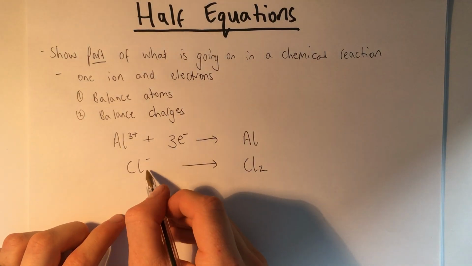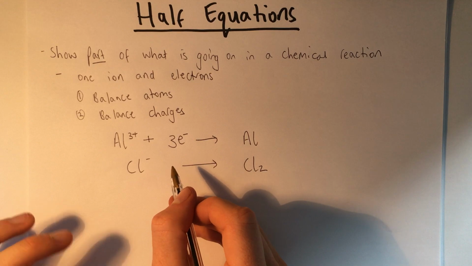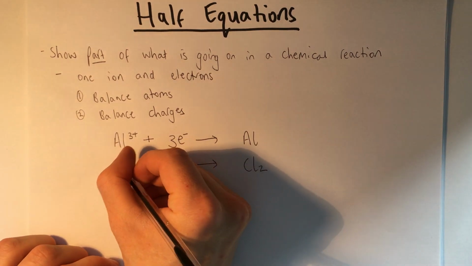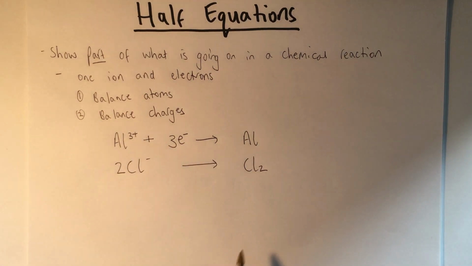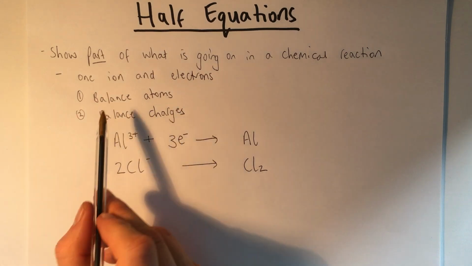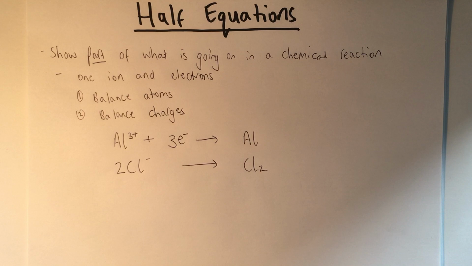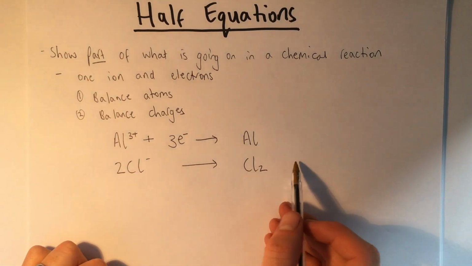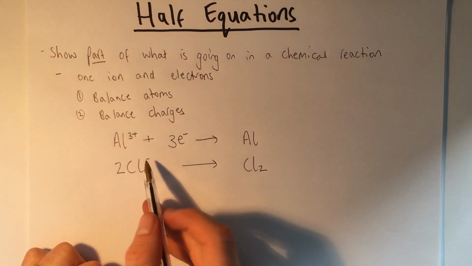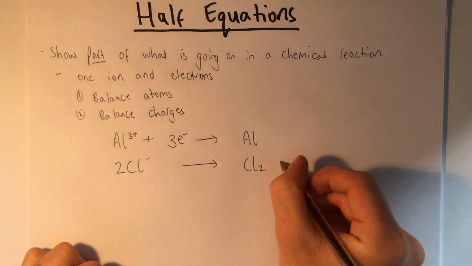I can't add a little 2 there, remember. I'm balancing, so I'm putting big numbers in front. So I'm going to put a big 2 there. So I've balanced the number of atoms now. Next step, I need to balance the charges by adding in my electrons. I'm going to add the electrons to the side that has the positive charge on, or that hasn't got the negative charge on. There's no positives in this one, but because this side's already negative, I'm going to put the electrons on this side.